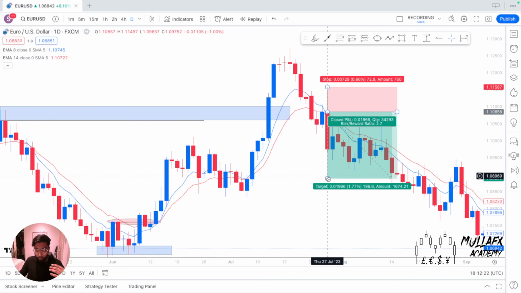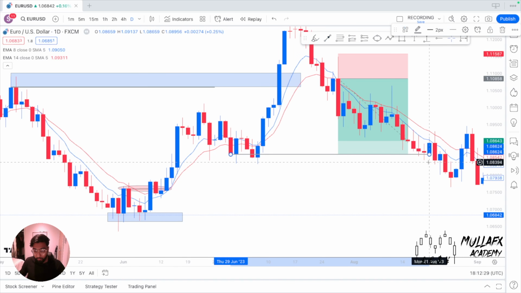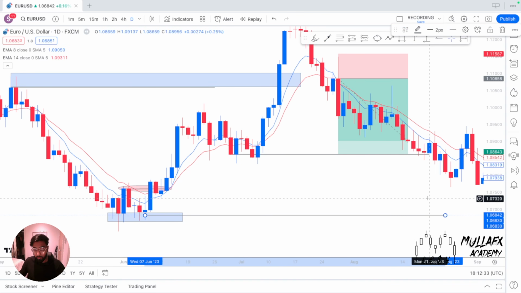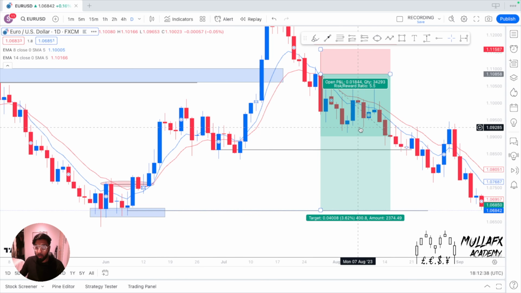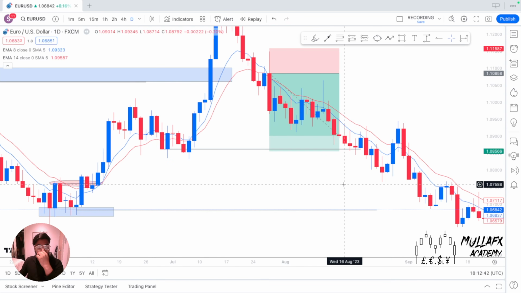Now we can obviously have two take profits. Take profit 1 at our lows over here, right, and take profit 2 at our lows over here. Take profit 1 smash, take profit 2 smash. 1 to 5 ratio, and this one's, I think, a 1 to 3 ratio. Yeah, 1 to 3 ratio. So it's a brilliant trade.